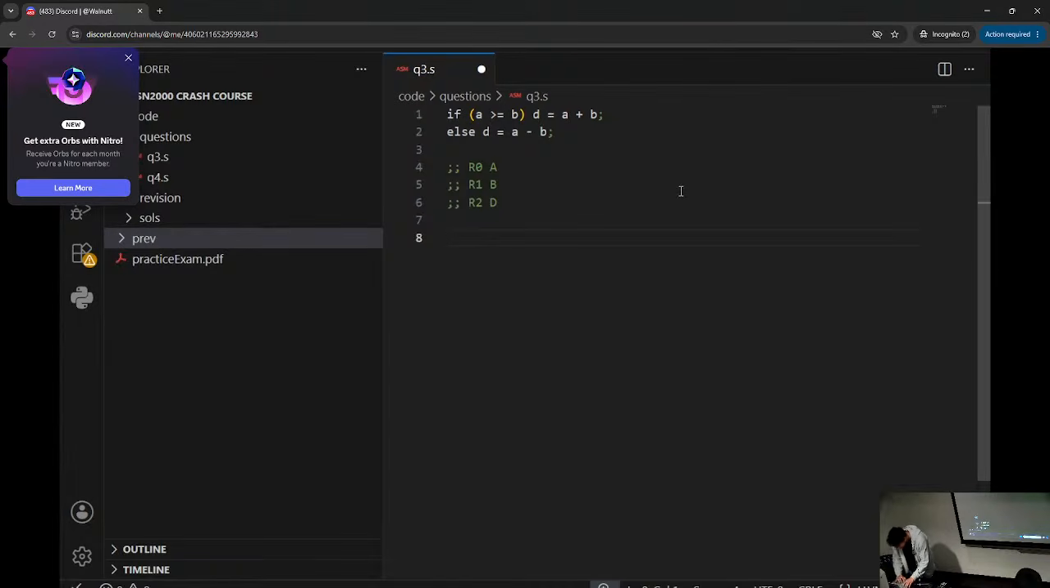Right. So the first task is we need to compare. We have to compare A and B. So let's do main, and let's just do CMP R0 with R1. So that compares A and B. Now we want to check, is A greater than or equal to B, right? How can we do this?